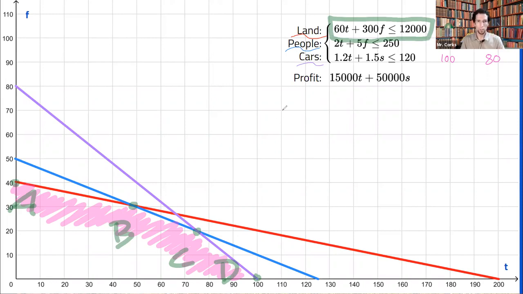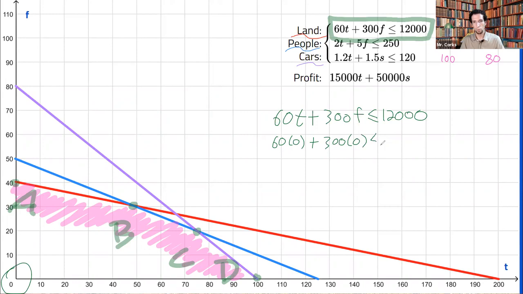So graphing an inequality, we have 60t plus 300f less than or equal to 12,000. So that gave us the red line. So either we're shading everything above the red line or everything below the red line. Which one is it? Well, the easiest way to do this is to just substitute in the value 0, 0 for the origin. You can substitute any point you want, but if it's 0, it's going to be really easy. So 60 times 0 plus 300 times 0 less than or equal to 12,000. So that gives us 0 is less than or equal to 12,000.